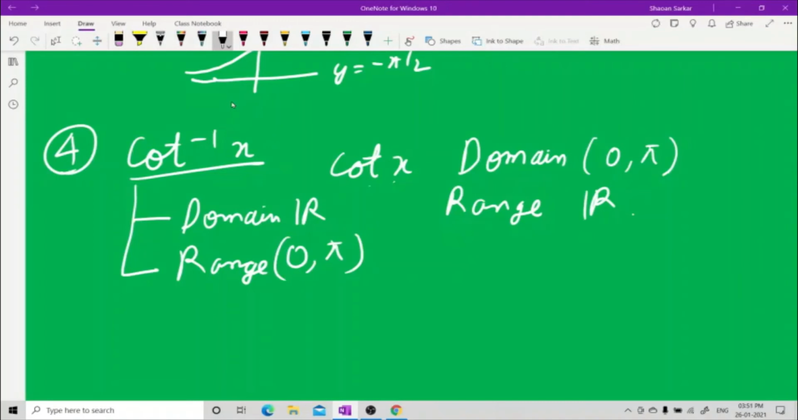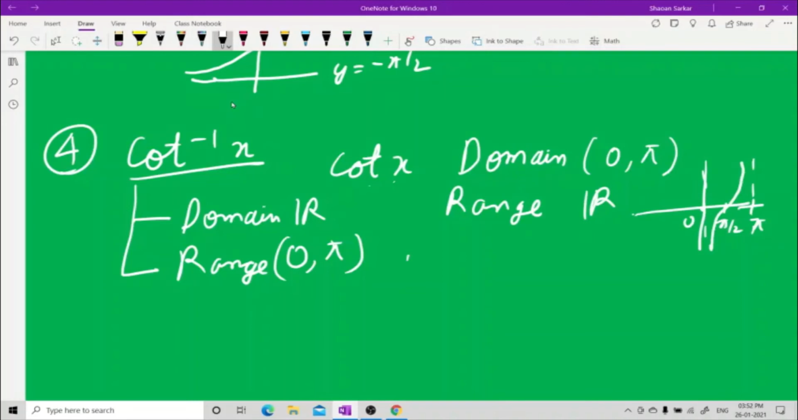See, the cot graph: this was your 0, this was your pi by 2, and this was your pi. Cot x means 1 upon tan x. There was a problem at 0 and a problem at pi. So the graph went like this, the graph of cot x.